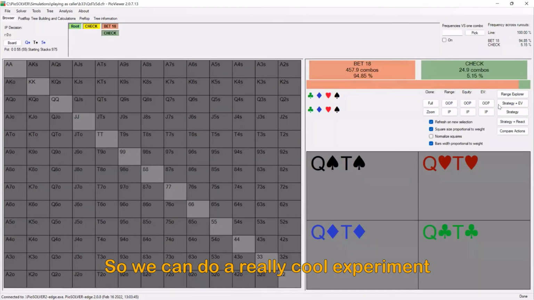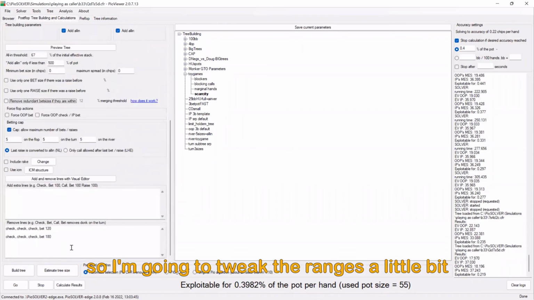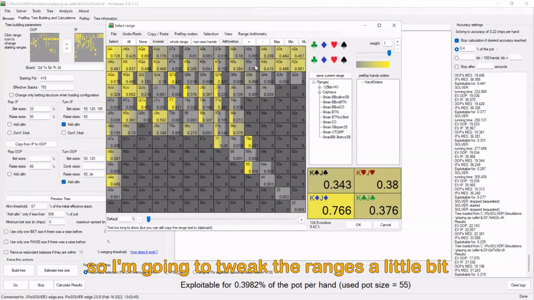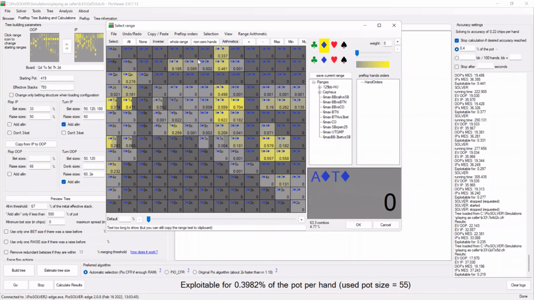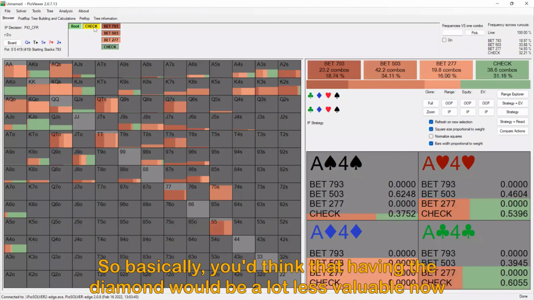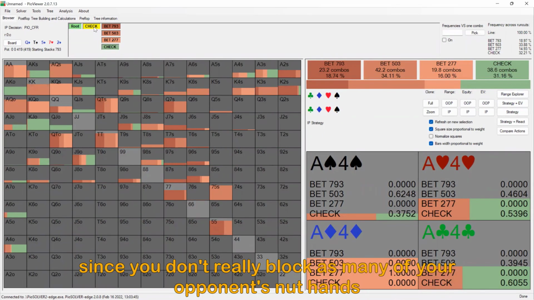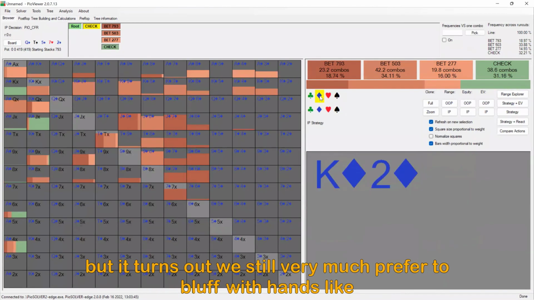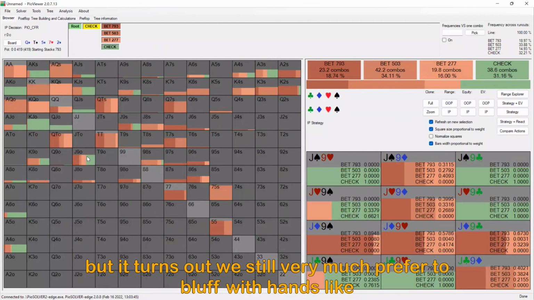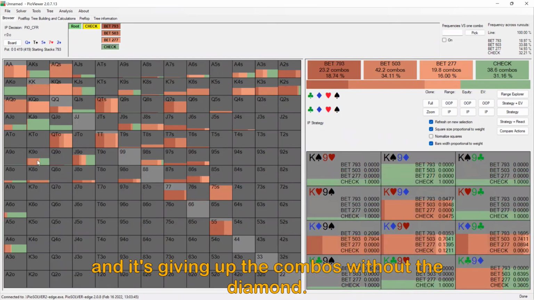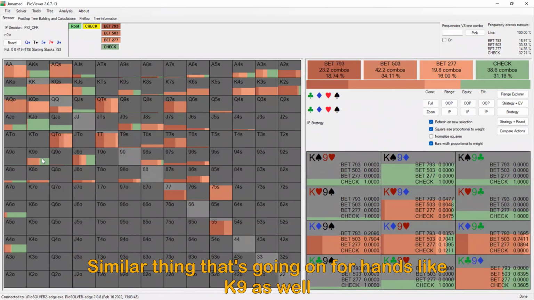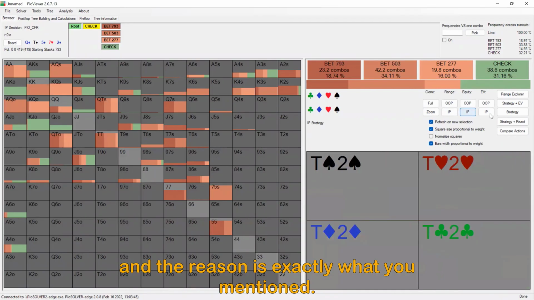So we can do a really cool experiment. I'm going to tweak the ranges a little bit. I want to remove all flushes from big blind's range. You would think that having the diamond would be a lot less valuable now, right, since you don't really block as many of your opponent's nut hands? But it turns out we still very much prefer to bluff with hands like Jack 9 with a diamond. You can see it's bluffing all the time, and then we're just giving up the combos without the diamond. A similar thing is going on for hands like King 9 as well. And the reason is exactly what you mentioned.